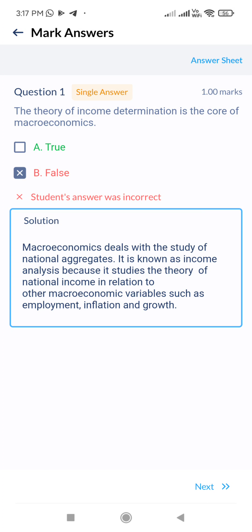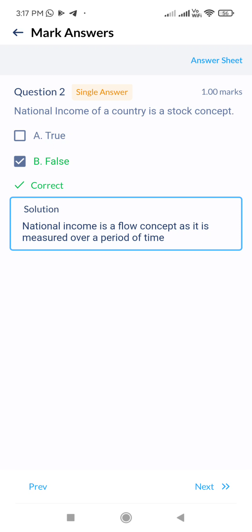So here, these are the answers. The theory of income determination is at the core of macroeconomics, and the answer was written wrong by the student. And this answer is correct. The answer is: macroeconomics deals with the study of national aggregates. It is known as income analysis because it studies the theory of national income in relation to other macroeconomic variables such as employment, inflation, and growth. So, again, next question. It is correct, so I am skipping this.